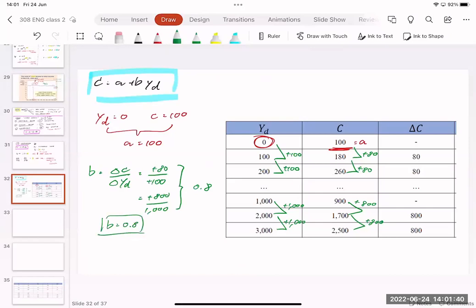0.8 means when your income increases 100%, you're going to consume 80% more. You got it? So the variable B is always in the range of 0 and 1 because this is a percentage. 1 is like 100%, 0 is like 0%. This is where it comes from. So far so good.